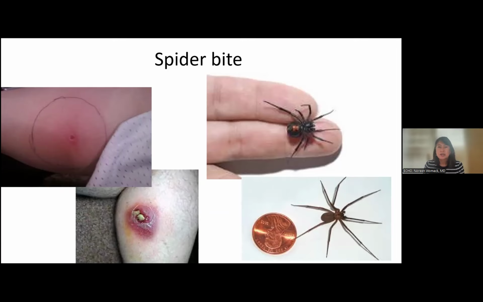So one clue that it's a spider bite is instead of being multiple bumps, there'll just be one or maybe two large ones. And then you'll have that classic kind of volcano look, the ulceration at the bite itself.